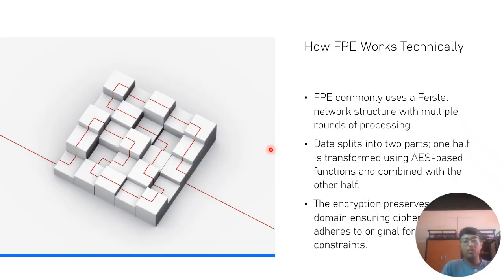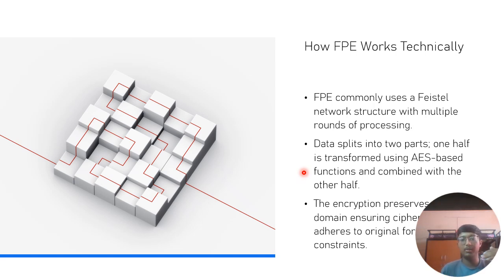If we move on to the next thing, that is how FPE works technically. We have always studied the Feistel structure, if we all remember, when we were studying AES and DES. FPE commonly uses a Feistel network structure with multiple rounds of processing. You remember there are multiple rounds of processing and key generation happens there. So FPE algorithms often use a Feistel network, a system also found in DES, where the data is split, swapped, and processed through cryptographic encryption rounds.